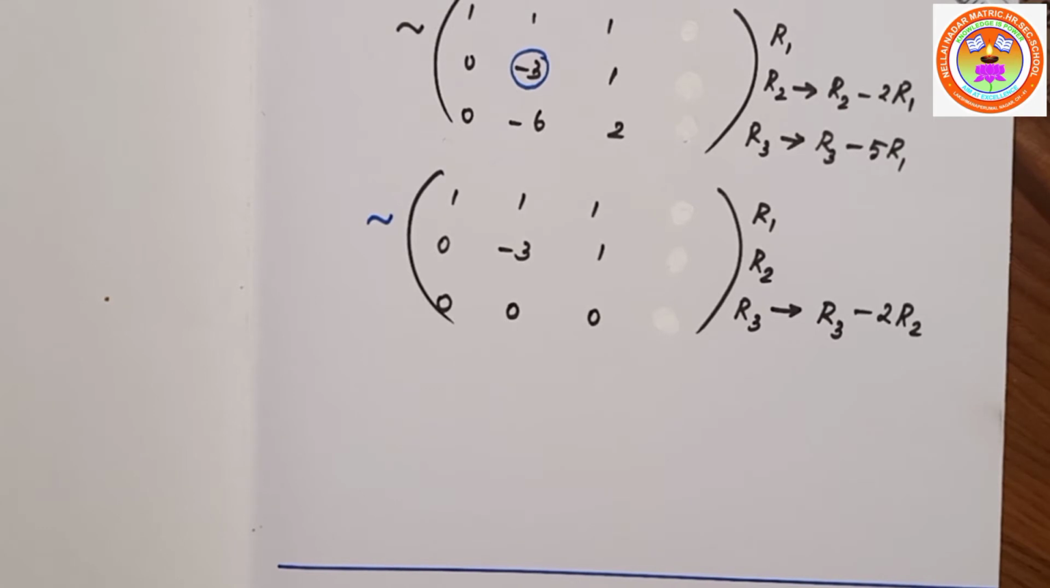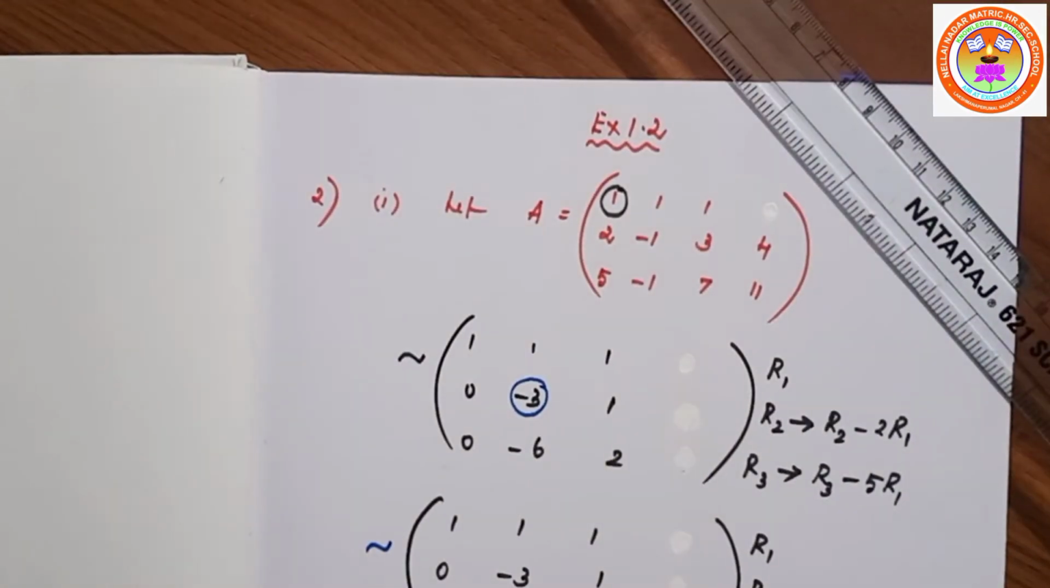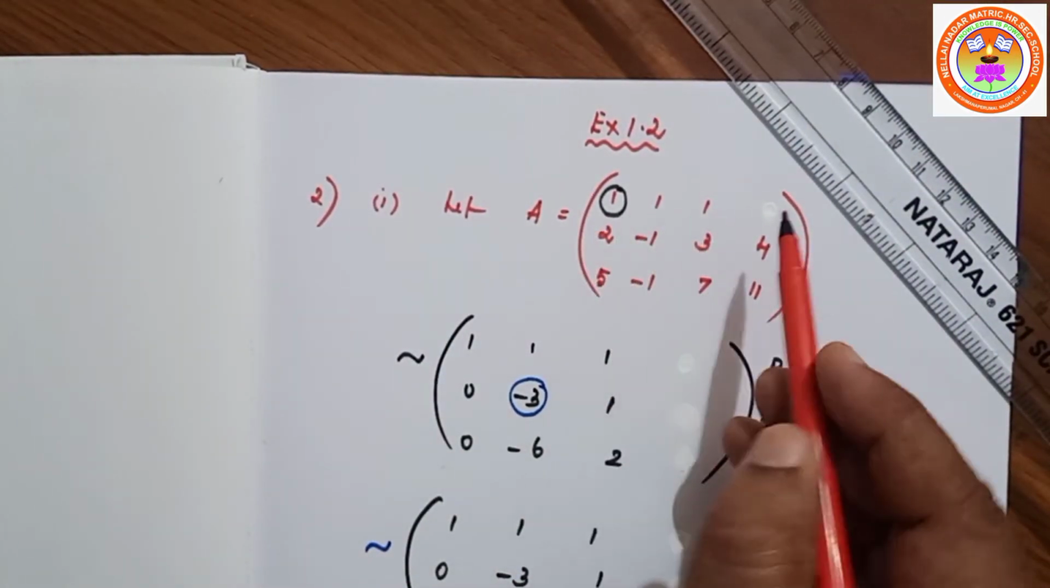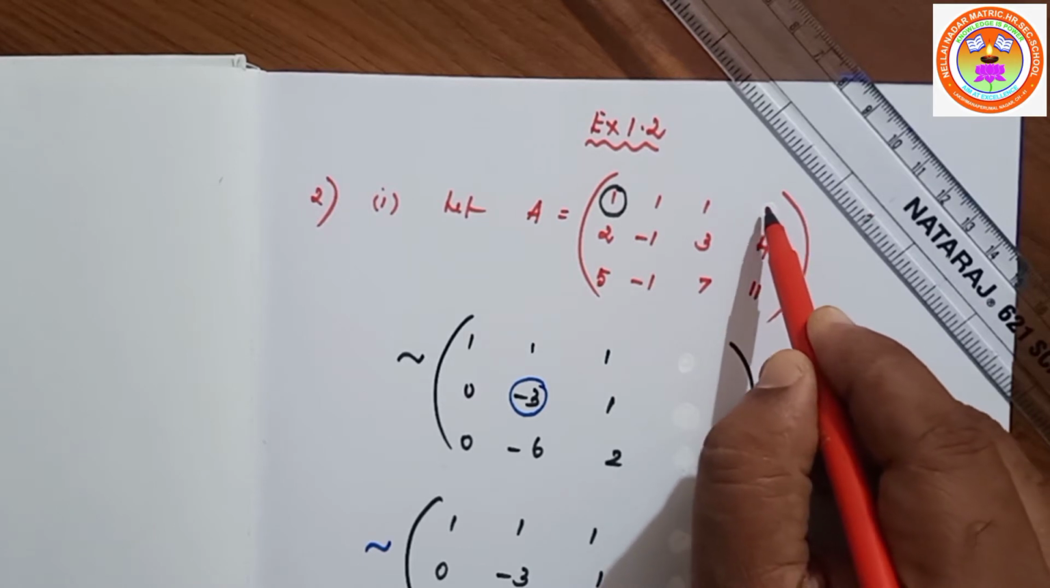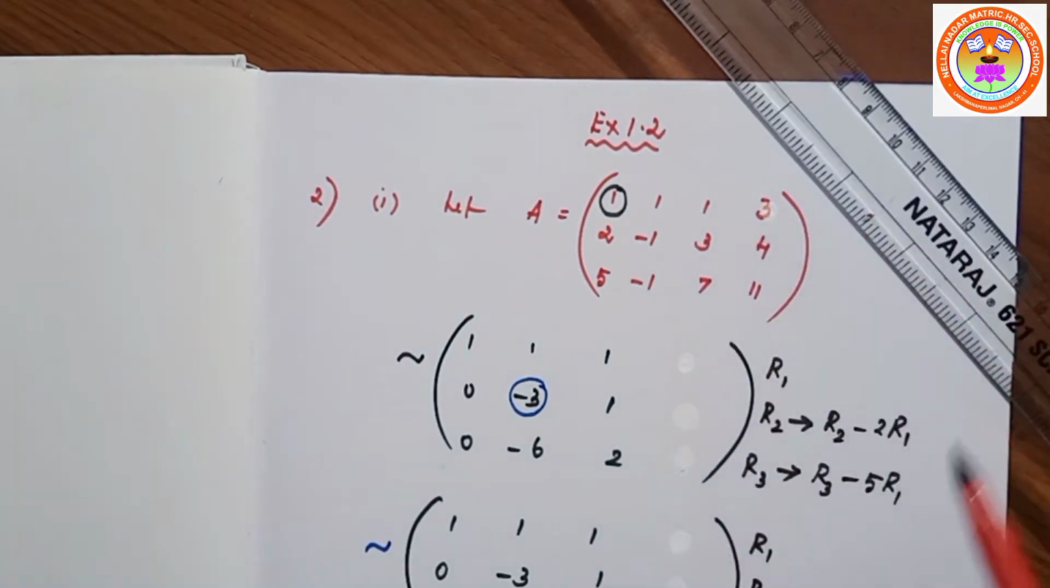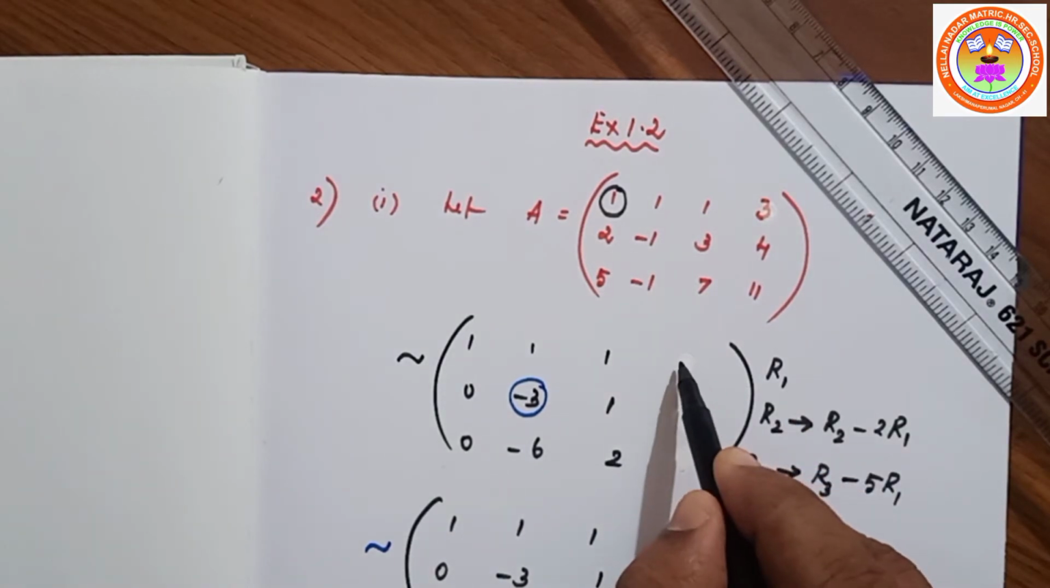Sorry, I have written the question wrongly. Particularly in the first row, 1, 1, 1, the last element is 3, not actually 1. Okay. Here, 3. I do the change now. 3 here.